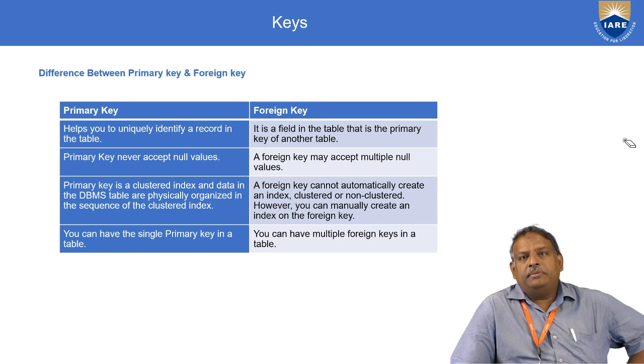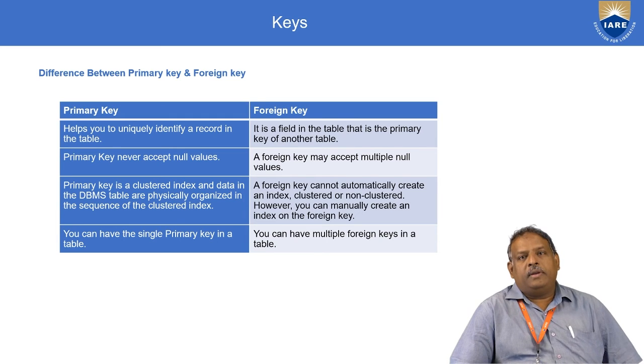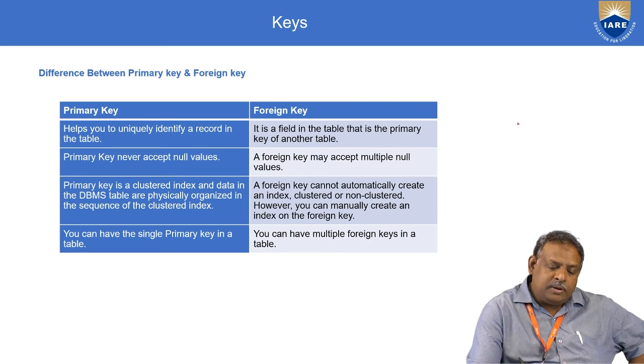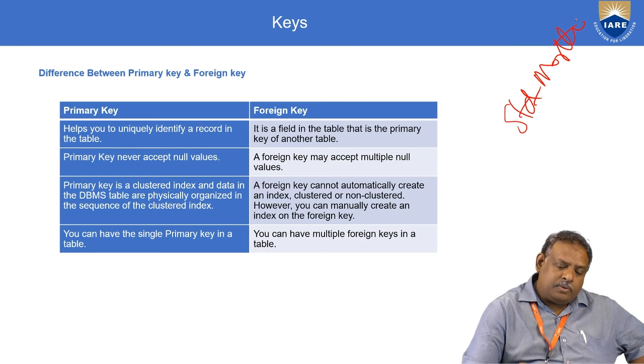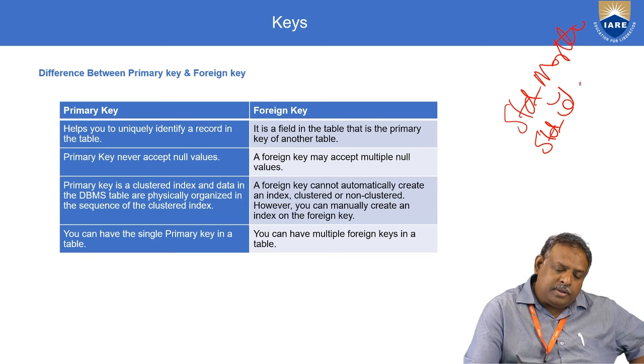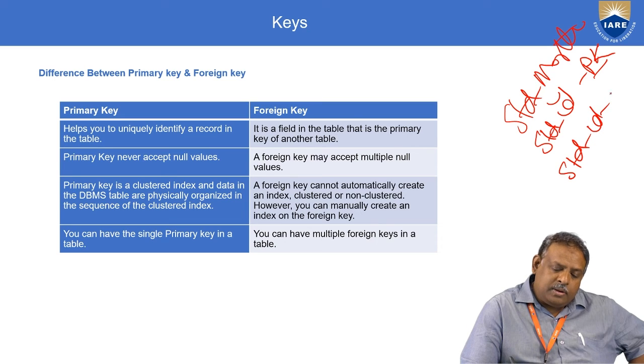Now we'll see the difference between a primary key and a foreign key. A primary key helps you to uniquely identify a record in the table, whereas a foreign key is a field in a table that is the primary key of another table. In the student_master table, std_id is the primary key. This is the primary key. This is a foreign key in the marks table.